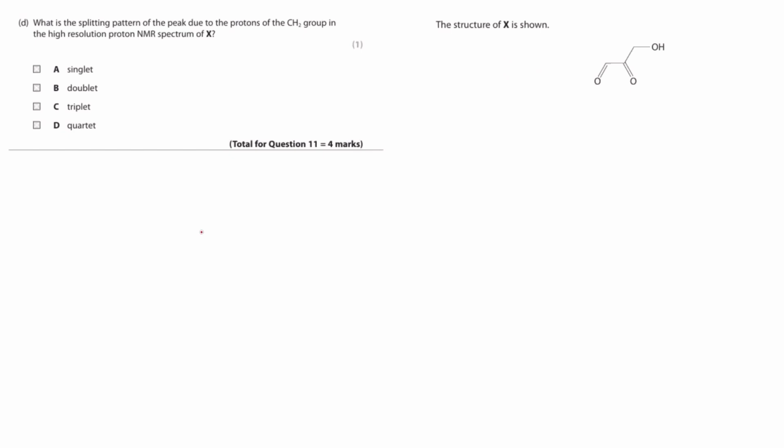What is the splitting pattern of the peak due to protons of CH2 groups in the high resolution proton NMR spectrum of X? Okay, again I have to draw the structure, the displayed formula. Okay, so I have to draw it again: C double bond oxygen, CH2, OH.